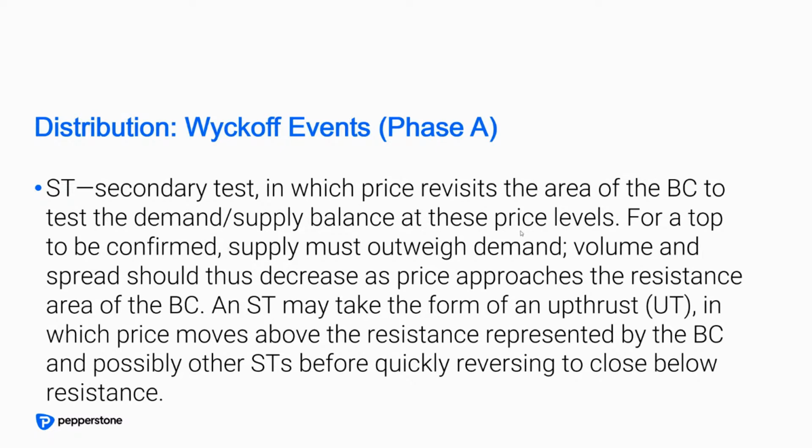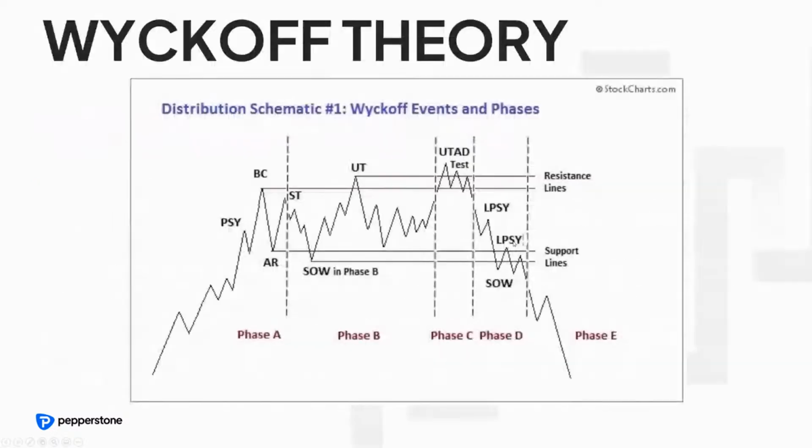Sometimes when this happens, supply must outweigh demand. Volume and spread should thus decrease in this area. And as price approaches the resistance of the buying climax, an ST may take the form of an upthrust in this area. Now, an upthrust is basically represented by breaking through that resistance and then coming back down, and possibly coming back all the way.